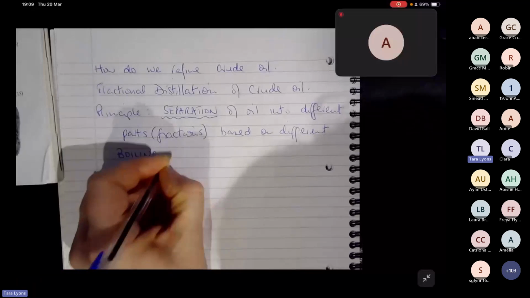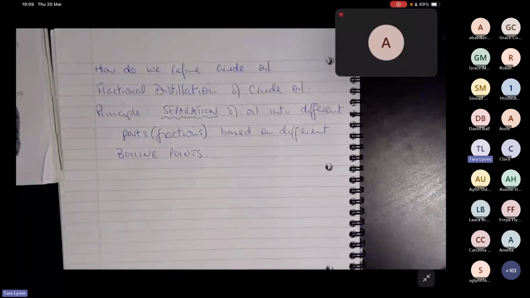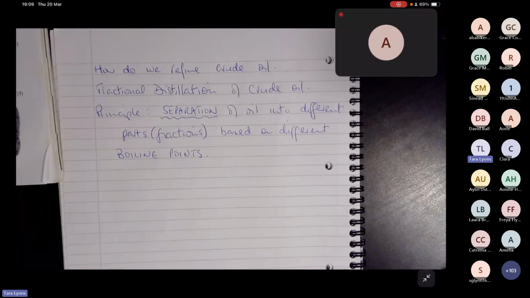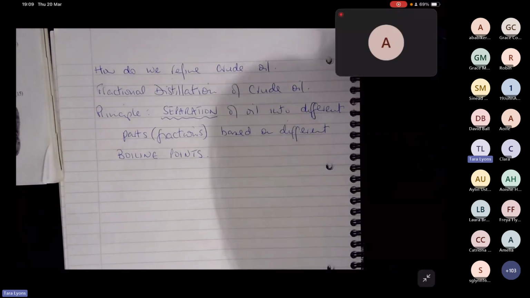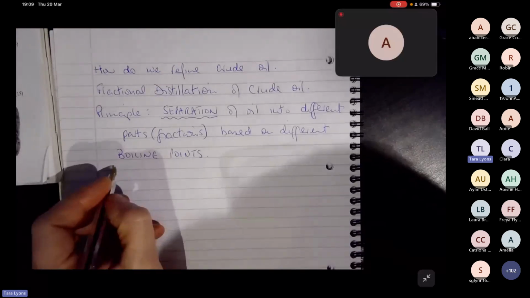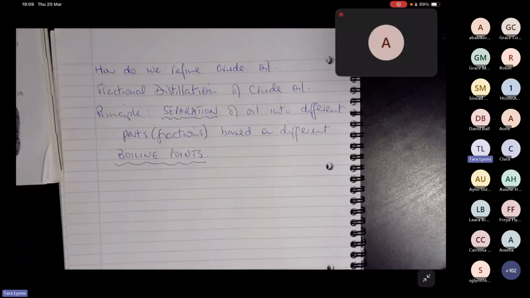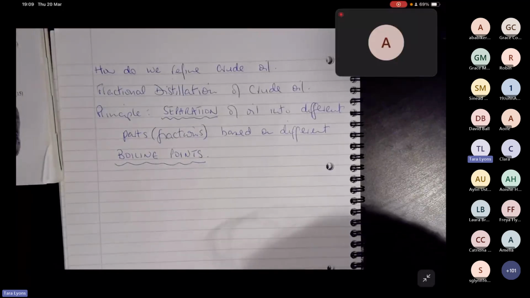So again, if they ask you, how's it working? Or another way that they have questioned this is they said, what's the property of the molecules that we're using when we carry out fractional distillation? Well, the property is the fact that they have different boiling points. So separation of the oil into different parts based on them all having different boiling points. And the key words there, separation and boiling points.